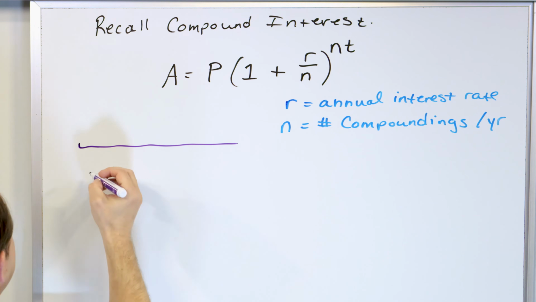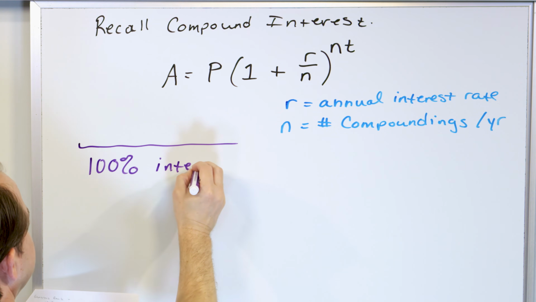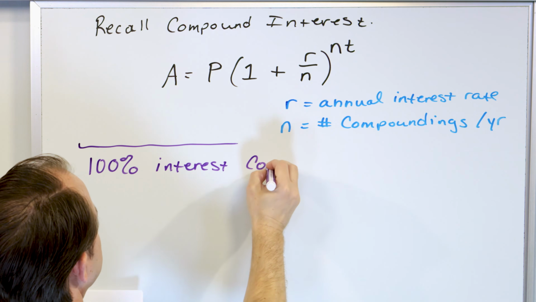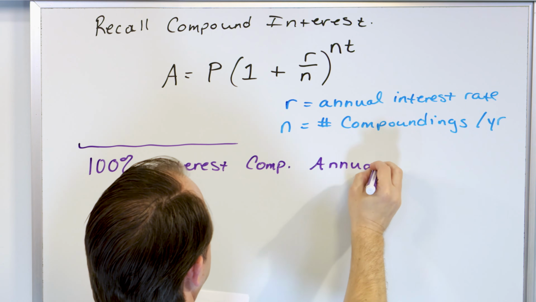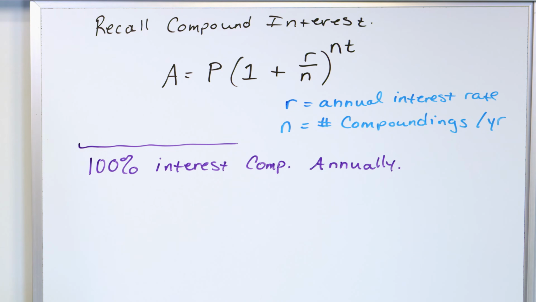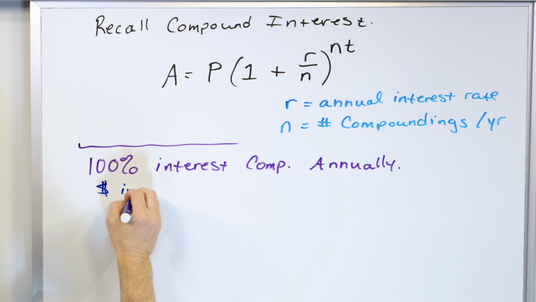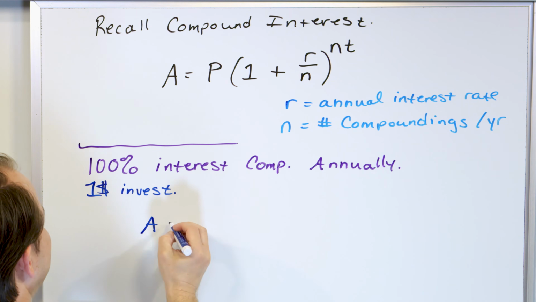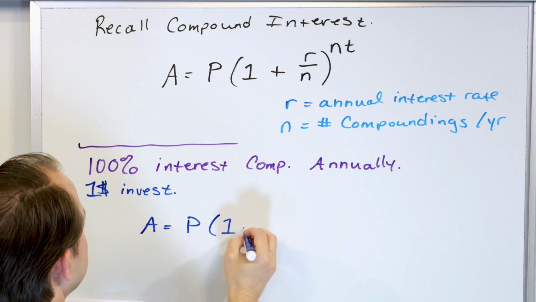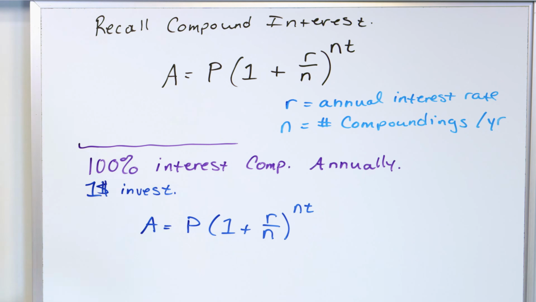So let's say that I'm going to give you 100% interest, and that's compounded annually. That means only 1 time per year. All right, what do we get? And it's a $1 investment. Basically, I want to see how much my $1 grows whenever I do this. So the amount of money I'm going to have in the future is equal to the principal times 1 plus the interest rate over the number of compounding periods, raised to the power of n t. This is the same equation we wrote above.